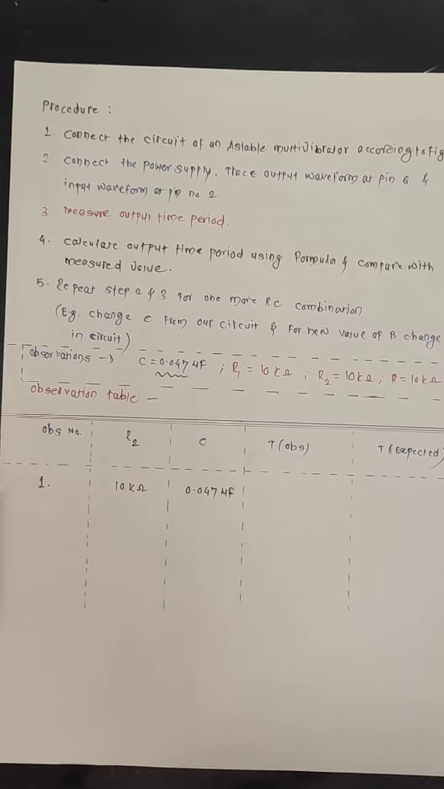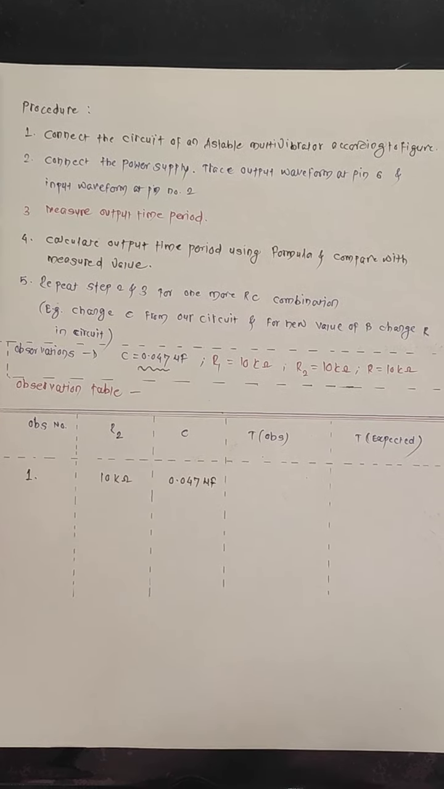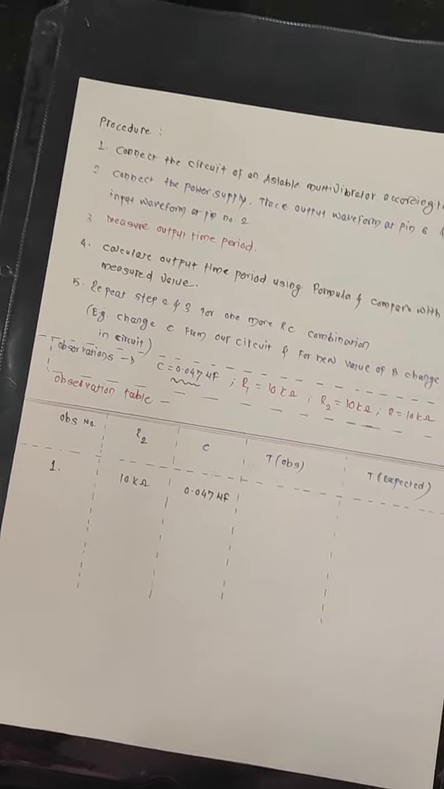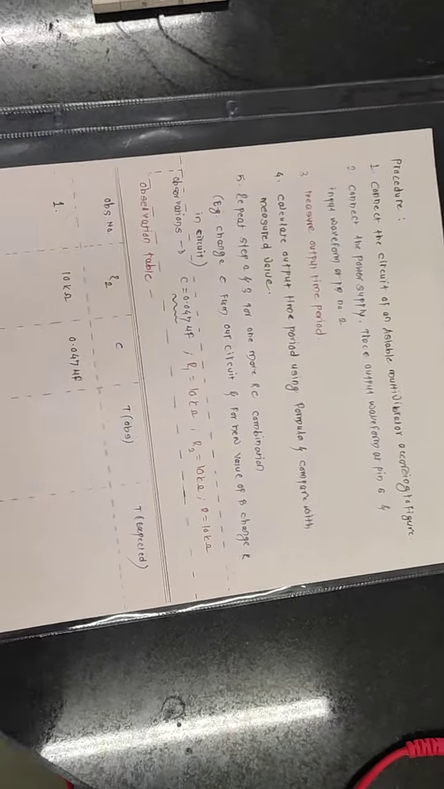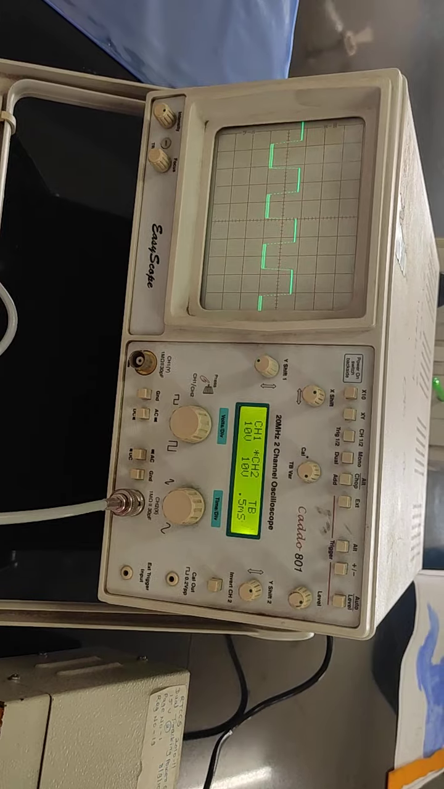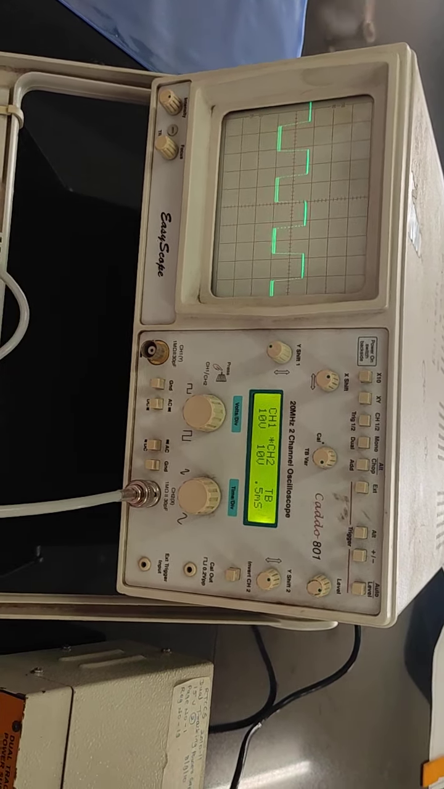But the ultimate result that we are going to get out of this is a square wave. And why do we need a square wave? Because we want to show that this op-amp can work as an astable multivibrator.